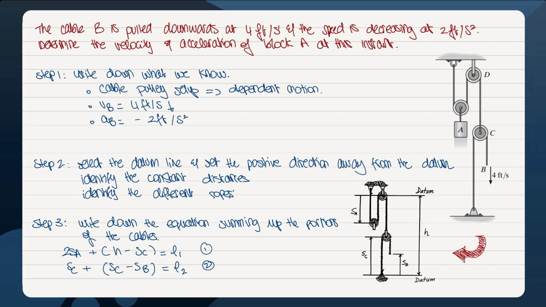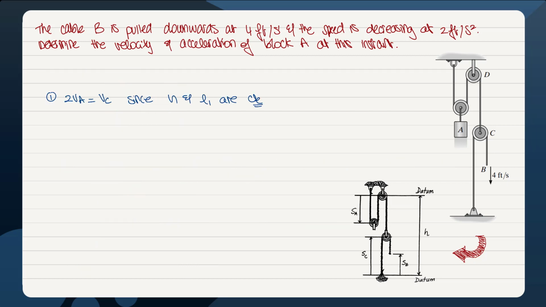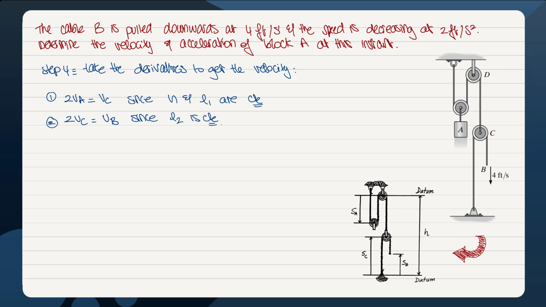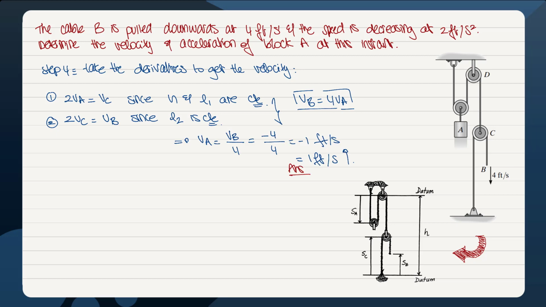Now that we have the two equations at hand, we can take the derivatives to get the velocity components. So from the first equation, taking the derivative, we get 2VA is equal to VC, since H and L1 are constants. And from the second equation, we get 2VC is equal to VB, since L2 is a constant. Now combining 1 and 2 together to get a relationship between VB and VA, one has VB is equal to 4VA. And so if one wants to find the velocity of A, VA is equal to VB over 4.